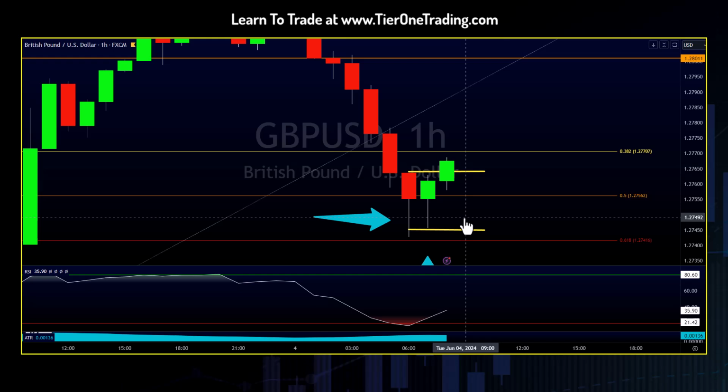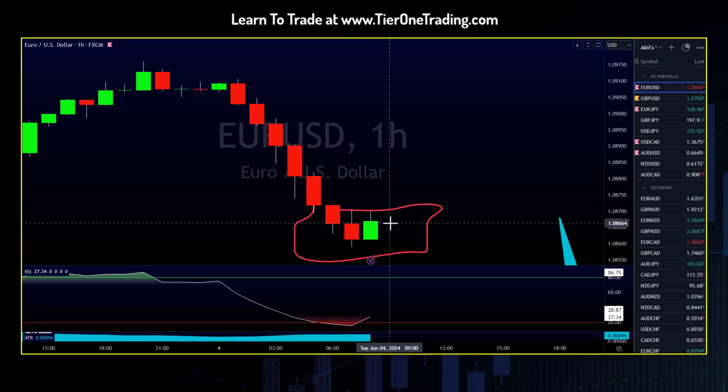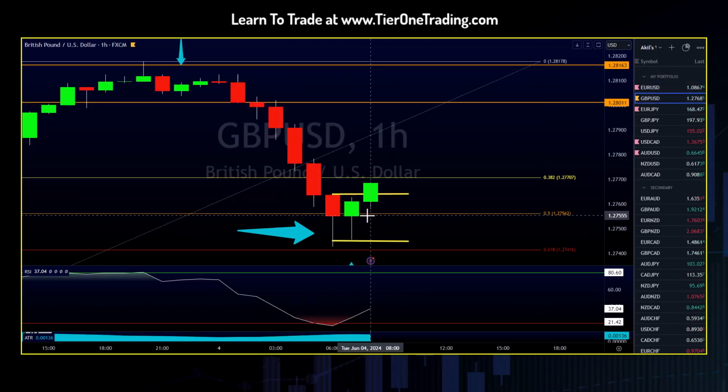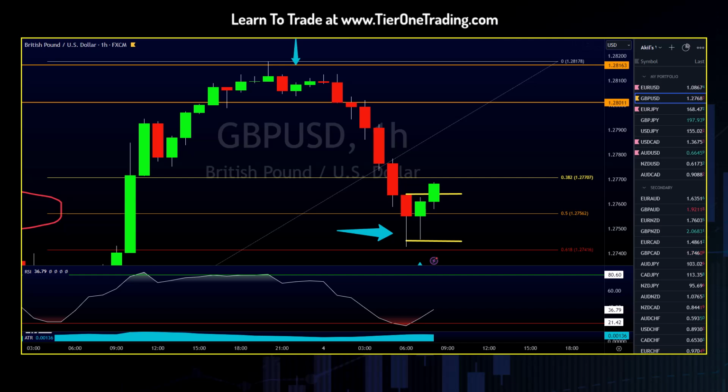So you would be biased. You wouldn't be looking to bracket it and go either or. You'd only be interested in the buy side. The euro dollar is maybe the opposite example, where this is more neutral, so maybe you are interested in a breakout either way. But on the pound dollar, because of these clues, you'd only be interested in a breakout to the upside. So this would be an advanced way to enter this trade, meaning you would get in earlier.